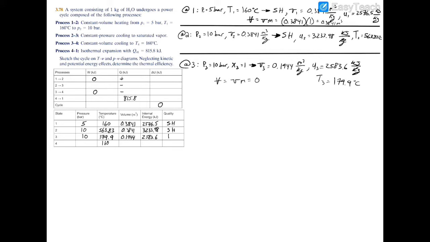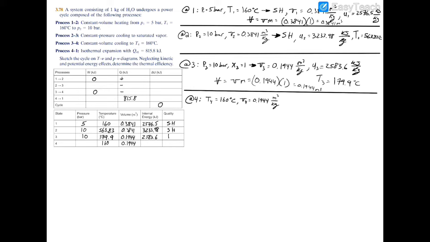And just remember that in this case, the volume is equal to the specific volume times the mass, which is 0.1944 times 1, which is 0.1944, and the unit would be meters cubed. Now, at state 4, you have 160 degrees Celsius, but in addition, you are told that process 3 to 4 has a constant volume cooling, so that means that V3 is equal to V4.